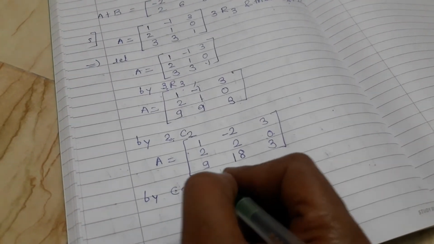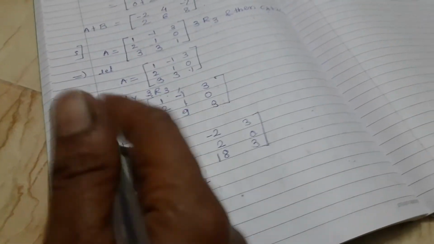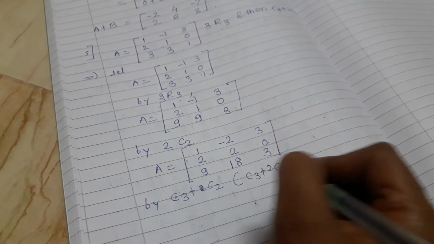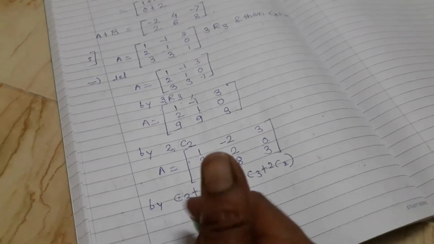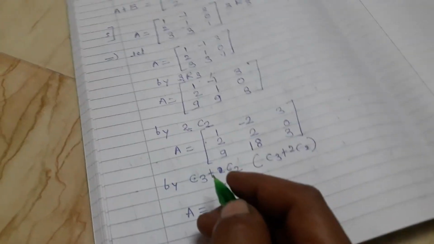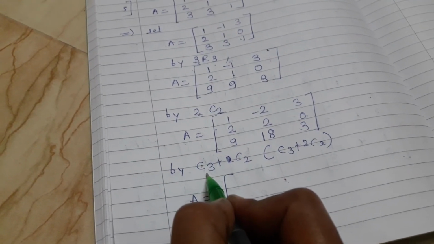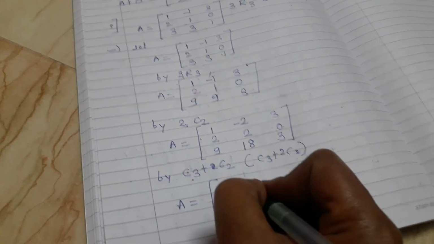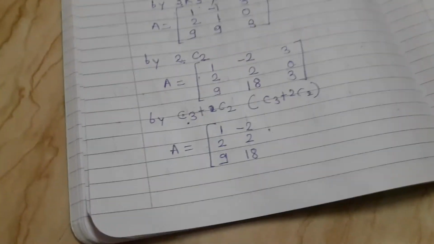The next operation is c3 plus 2c2. Otherwise you can simply write C2 here, because we are already multiplying C2 by 2; in the bracket I am writing it like this. We already performed 2c2, so this is the new C2. Therefore, A equal to, what are we doing? See, the operation is going to be performed on the third column C3. The first and second columns we keep as it is, and there will be change only in the third column.